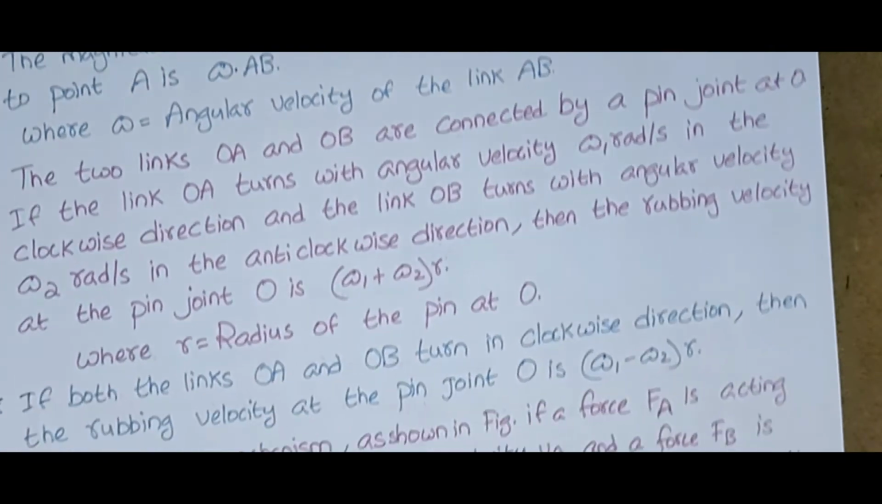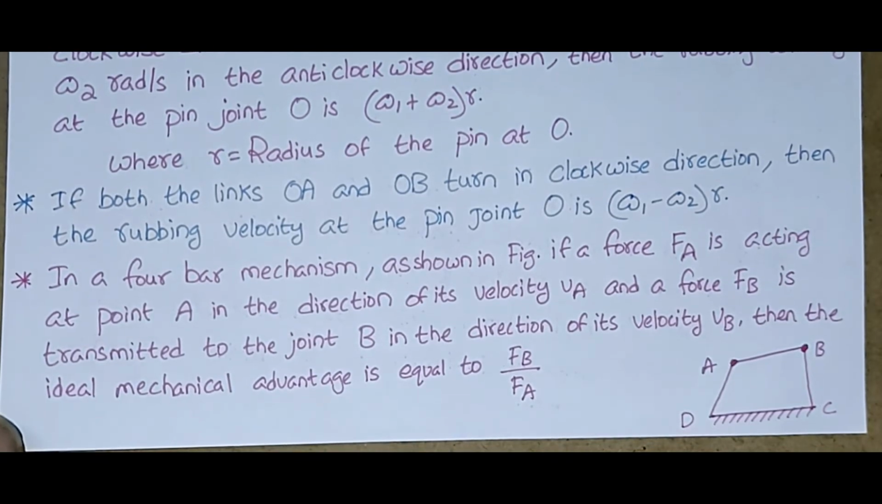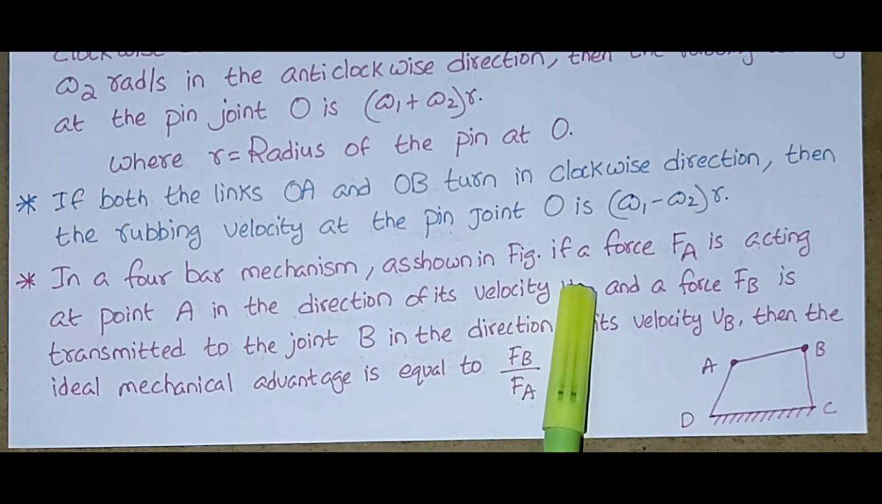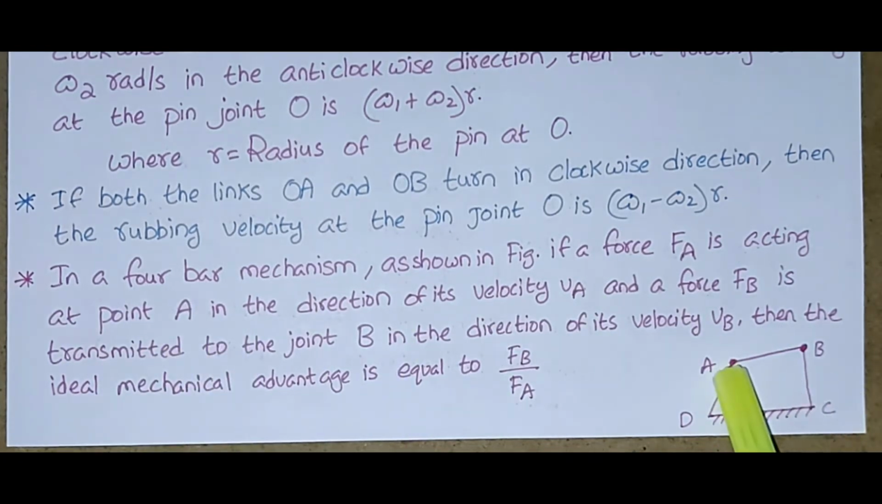Next, in a 4-bar mechanism as shown in this figure, this is a 4-bar mechanism A, B, C, D. In a 4-bar mechanism as shown in the figure, if a force Fa is acting at a point A, so this is point A.